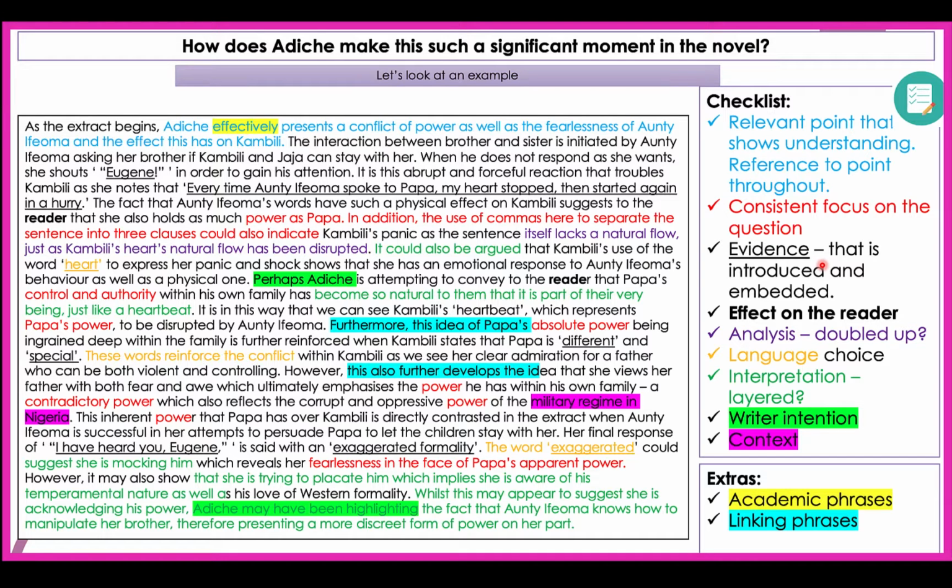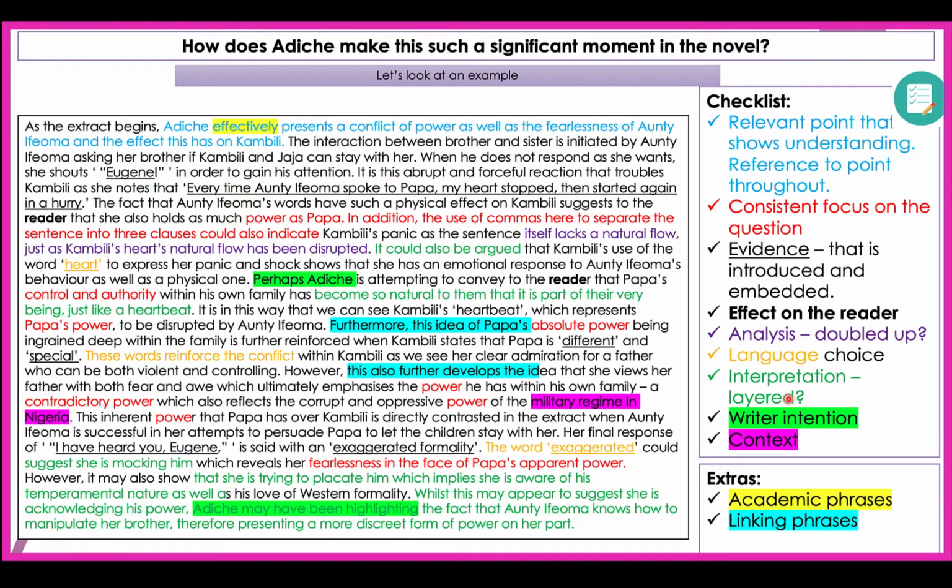Evidence, so these are your quotations. It should be introduced and embedded, and again, if you're not sure how to introduce and embed your quotations, I have a micro lesson that explains exactly how to do this in a really easy way. Effect on the reader should have analysis, which is doubled up if you can. When I say doubling up, I mean, can you talk about more than one aspect of a quotation? Think about language choices. What language stands out to you? What does it suggest? What are the connotations? Why has it been used? Can you interpret meaning? And can you layer your interpretation?